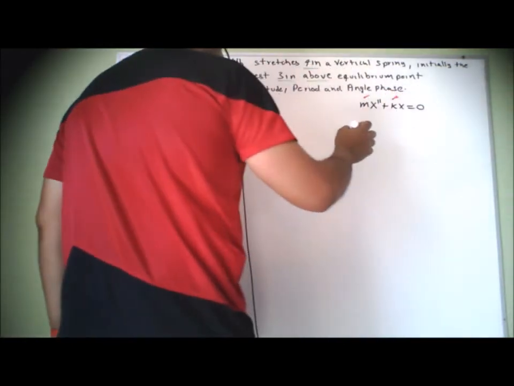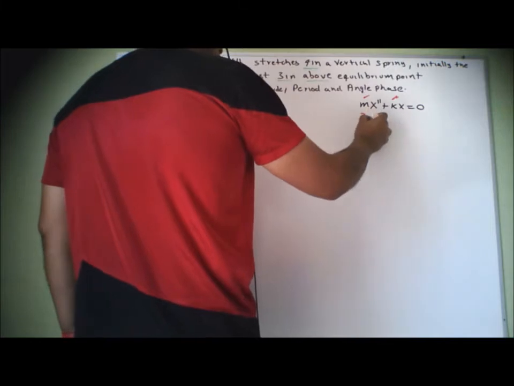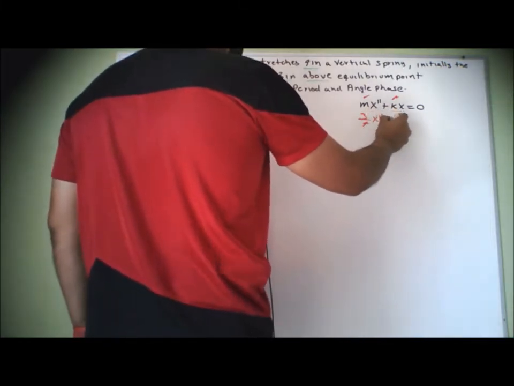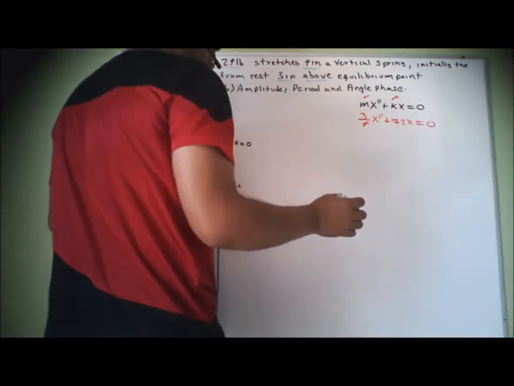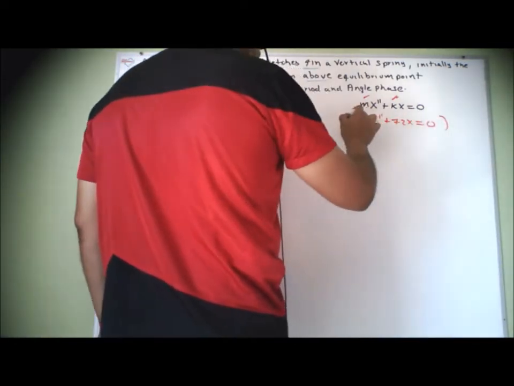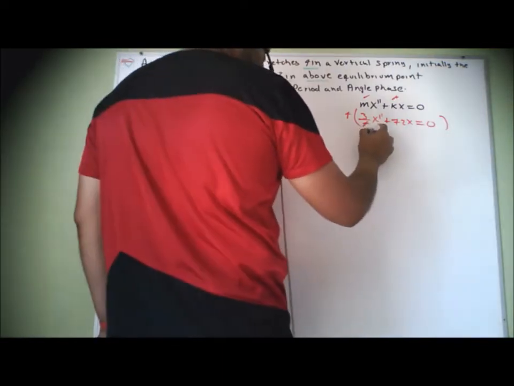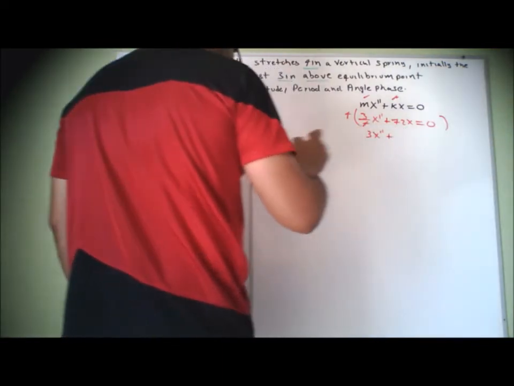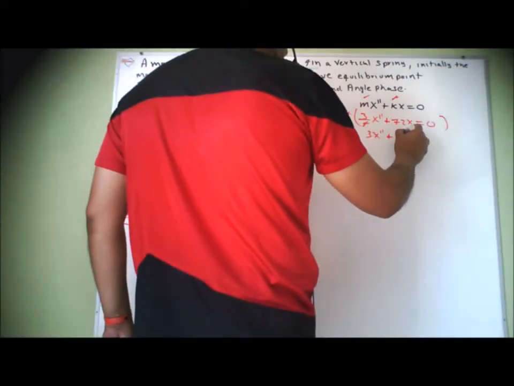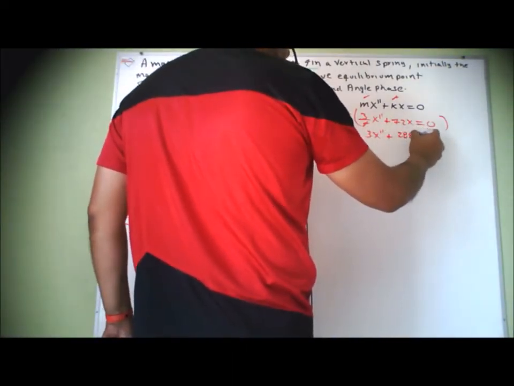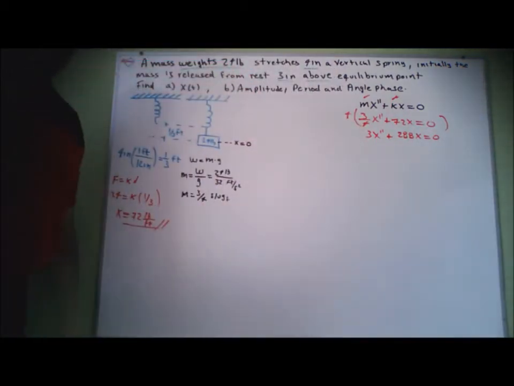So the differential equation is 3/4 x double prime plus 72x equal to 0. Let's multiply by 4 to avoid the fraction, so it's 3x double prime plus 72 times 4, which is 288, x equal to 0. Next are the initial conditions.